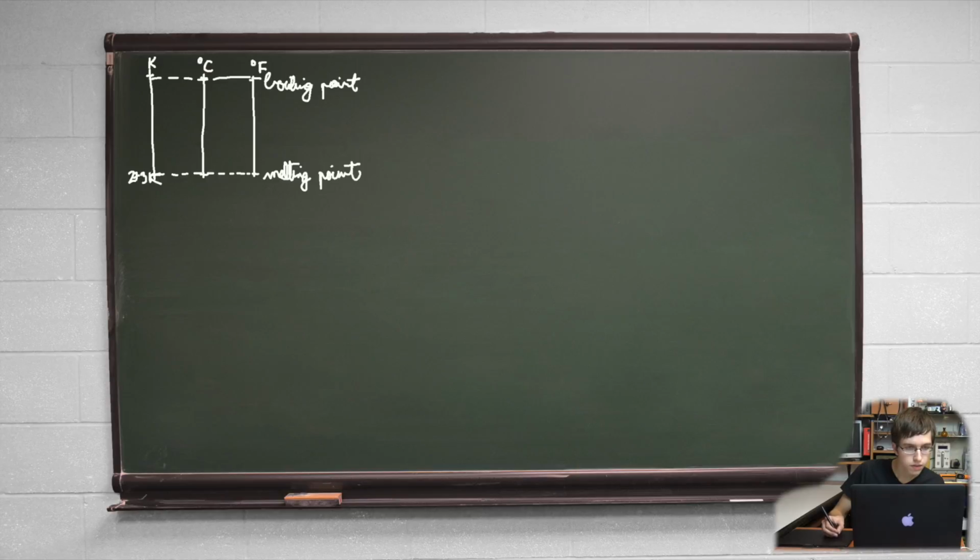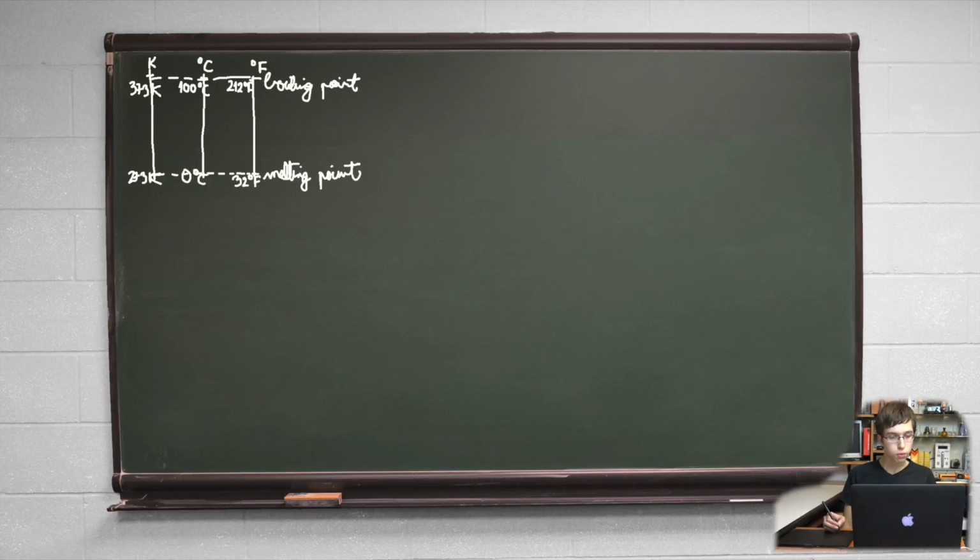So these two temperatures, the melting point of water is 273 kelvins, while the boiling point is 373 kelvins. Melting point is 0 degrees of Celsius, and this other one, boiling point, is 100 degrees of Celsius. And finally we have that the melting point in Fahrenheit is 32 degrees of Fahrenheit, and the boiling point of water is 212 degrees of Fahrenheit.